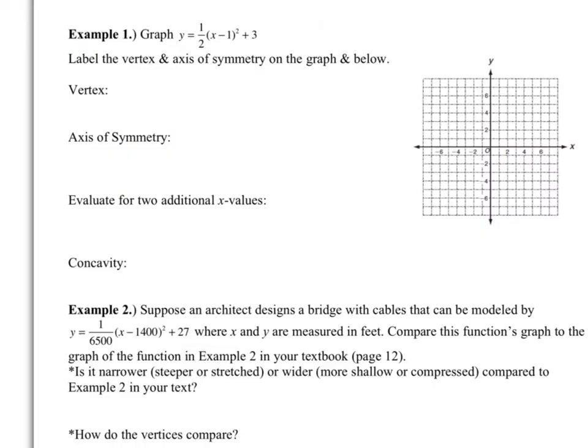For this example, number 1, it says graph y equals 1/2 times the quantity x minus 1 squared plus 3. The first thing we need to do is find the vertex. This is indeed vertex form. So if you were to look at the previous page on the difference between the two of them, this is what vertex form would look like. Your a value is here in front as a coefficient, then your h value, and your k value. So when we label our vertex, the vertex in this case is 1, that's the h, comma 3.